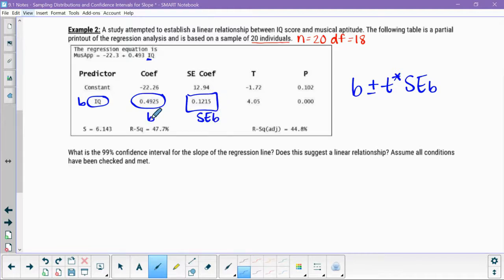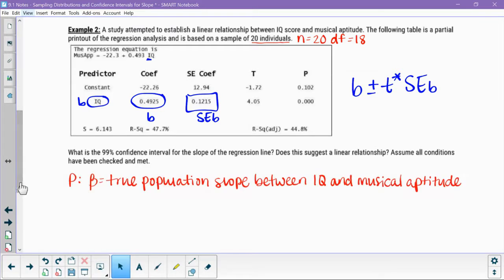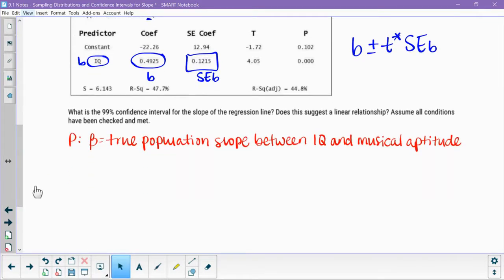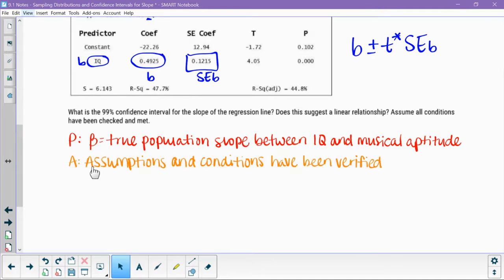Everything else is not really important for the sake of this problem. So let's go ahead and get started. Beta is the true population slope between IQ and musical aptitude. Assumptions and conditions have been verified.